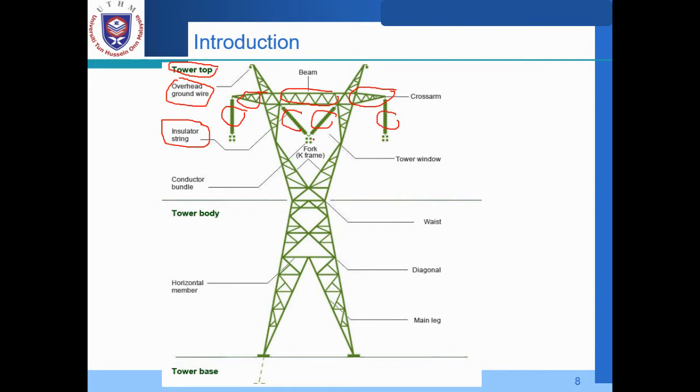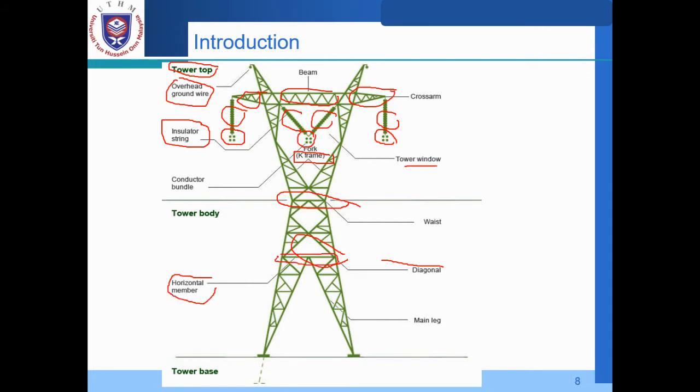And then the conductor bundle over here. The bundle is the method of how the conductors are arranged. So this is the conductor bundle. Again, bundle is the method of conductor arrangement. The frame over here is named the tower window. Then the width of the tower body, and the diagonal over here. So the diagonal, and we do have the horizontal member.